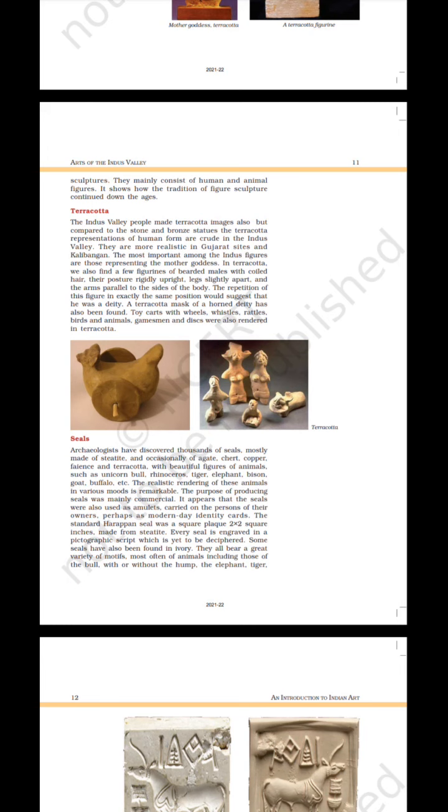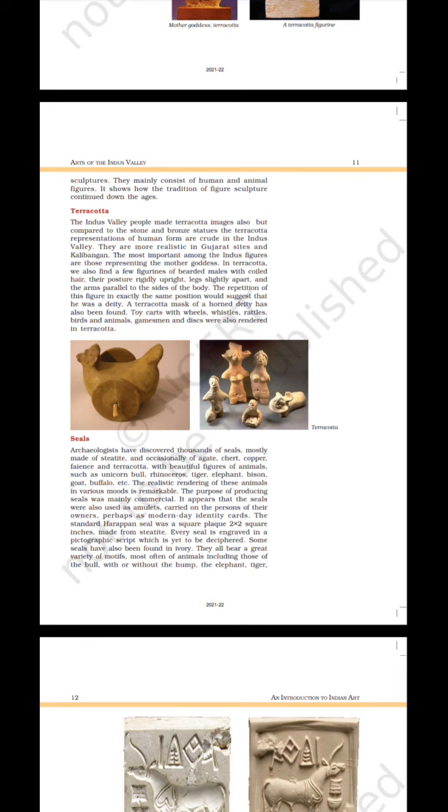In terracotta, we also find a few figurines of bearded males with coiled hair, their posture rigidly upright, legs slightly apart, and the arms parallel to the sides of the body. The repetition of this figure in exactly the same position would suggest that he was a deity. A terracotta mask of a horned deity has also been found.